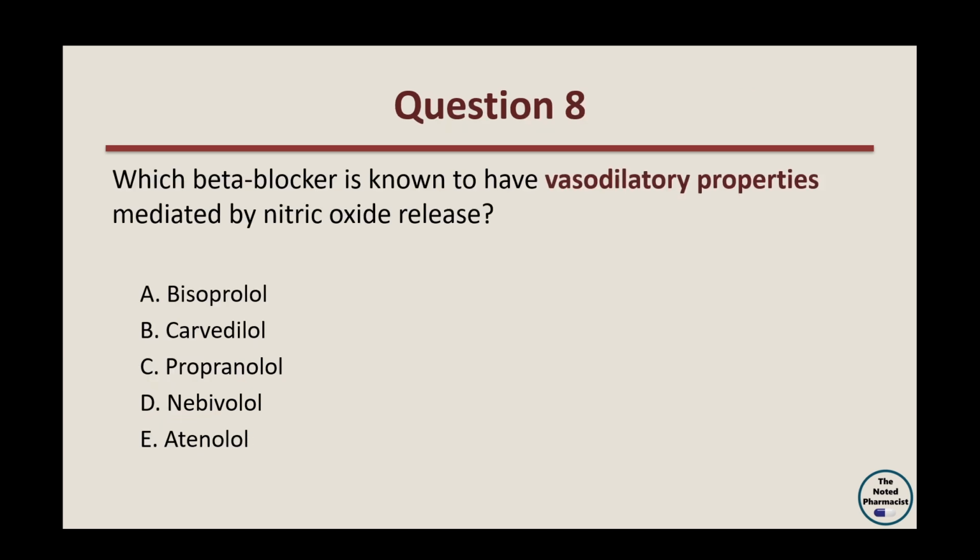Question 8, which beta blocker is known to have vasodilatory properties mediated by nitric oxide release? Option A, bisoprolol. Option B, carvedilol. Option C, propranolol. Option D, nebivolol. Option E, atenolol.